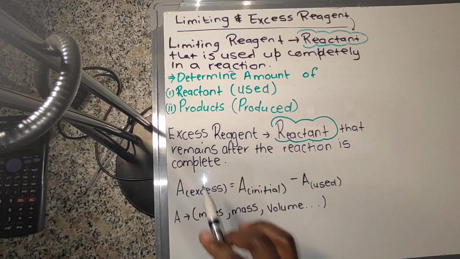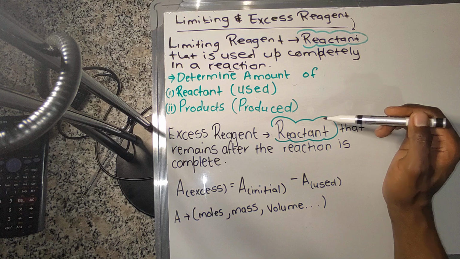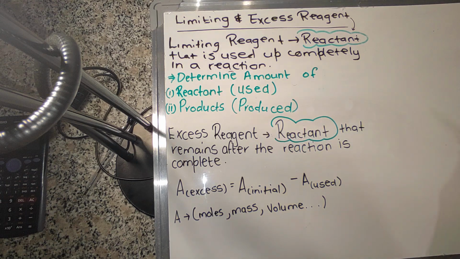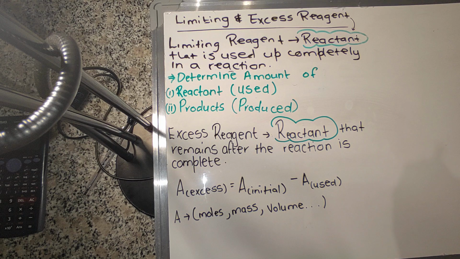Now let us proceed. The excess reagent is a reactant that remains after the chemical reaction is complete. It may happen at times that one of the reactants remains after the chemical reaction is complete. The one that remains, we call an excess reagent.